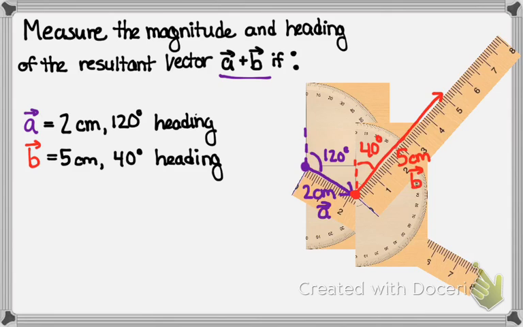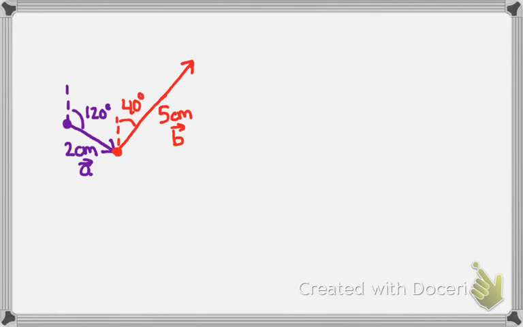And at this point I'm going to copy my vectors without these protractors and rulers in the way onto another screen so that we can finish the problem. Okay, much better to look at. So now what I need to do is just draw my final vector, which would be vector A plus B, the resultant vector.